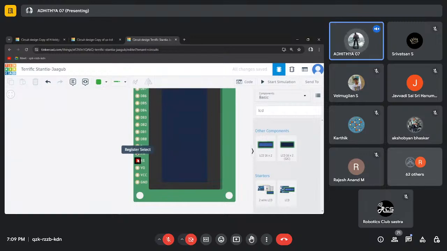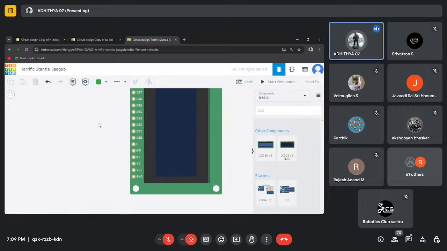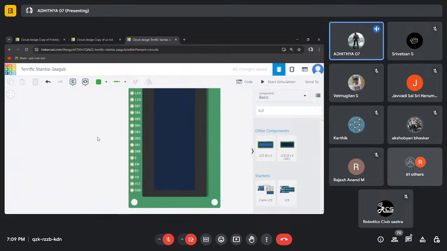RS is register select. As I said, in an LCD there are multiple things you can do. Of course, the major thing is publishing things, like displaying the data. But what you can also do is give it some commands. For example, here the LCD display is a 16:2. What that means is it has 2 rows and 16 columns, aka 16 characters. So let's just say you have typed my name Adi and you need a space.